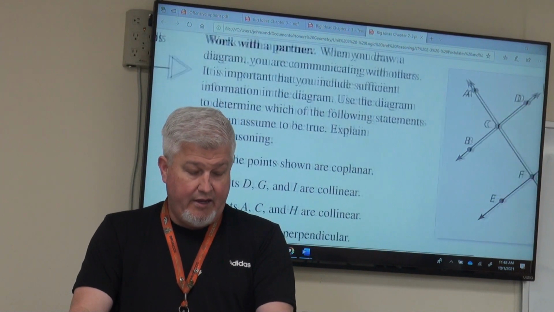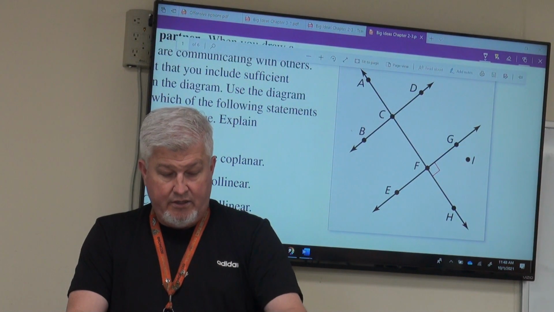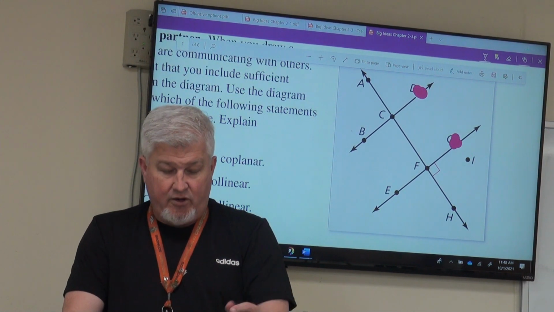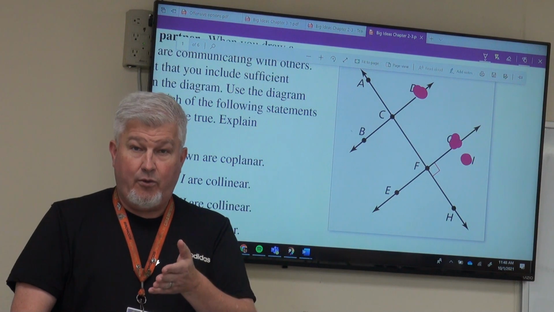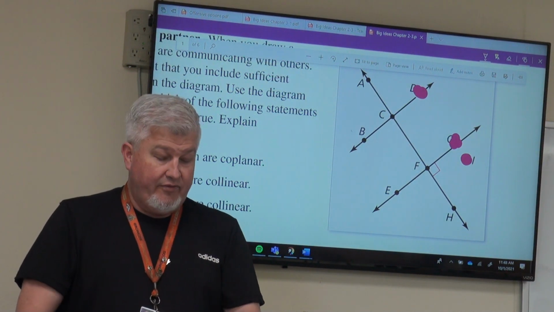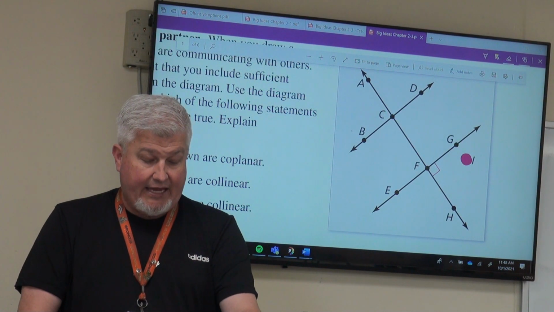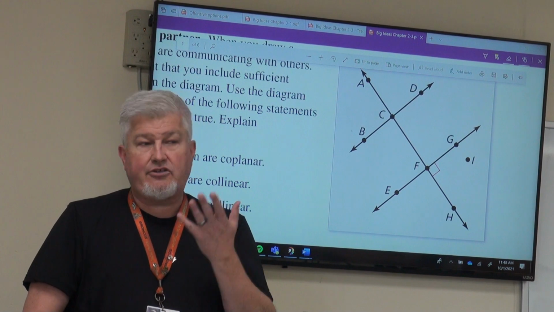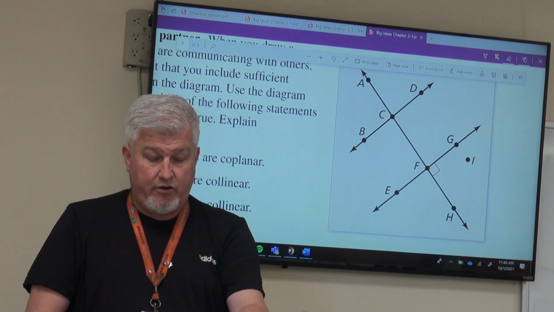They are coplanar. Points D, G, and I are collinear. Can we assume that D, G, and I are collinear? I have a yes and I have a no. The answer is no. It looks like, if I erase what I drew there, I could draw a line that would connect them all. It looks like it, but you cannot assume that to be the case. The line actually has to be drawn.